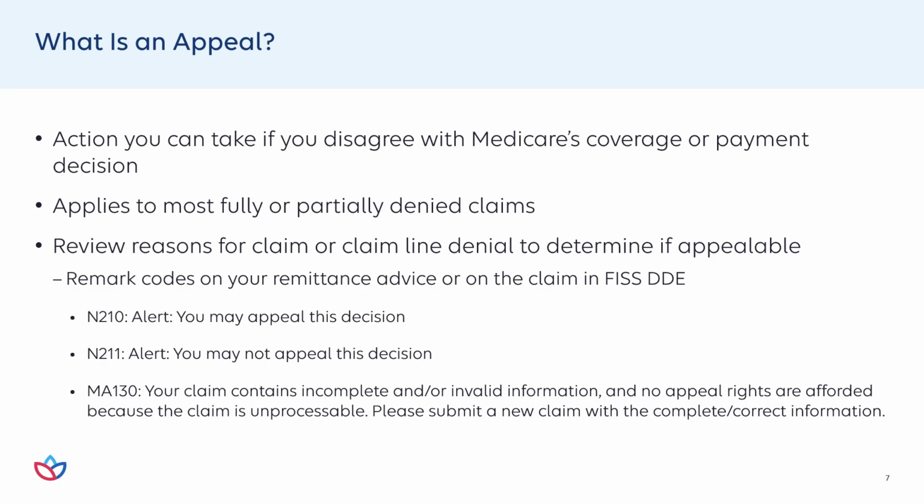Or MA130 means that your claim contains incomplete and/or invalid information and no appeal rights are afforded because the claim is unprocessable. So in that situation, you'd want to submit a new claim with complete or corrected information. And beneficiaries can also see if something is appealable on their Medicare Summary Notice that they receive. It'll let them know if there are appeal rights for that claim.